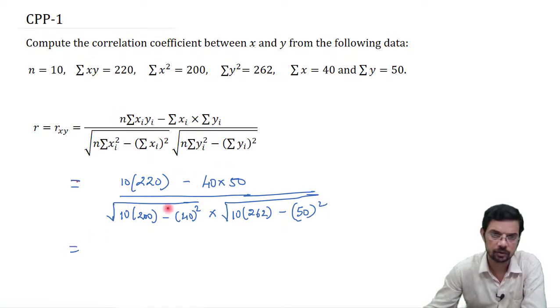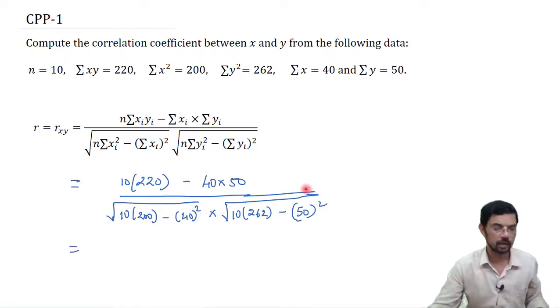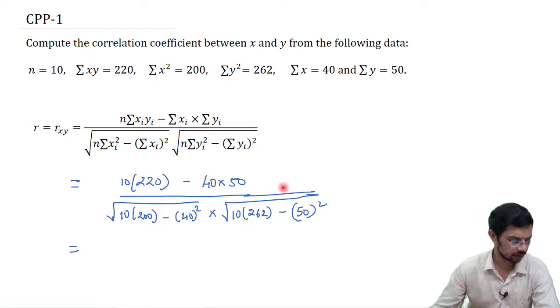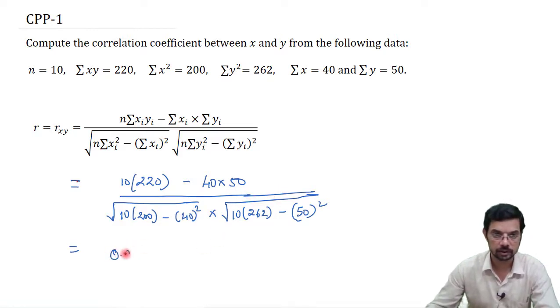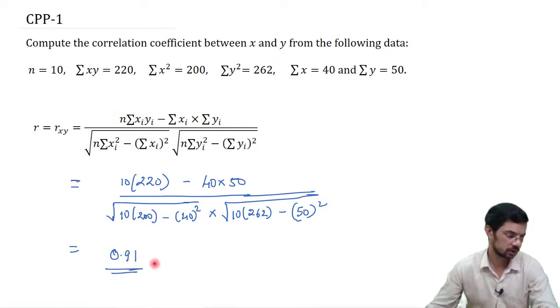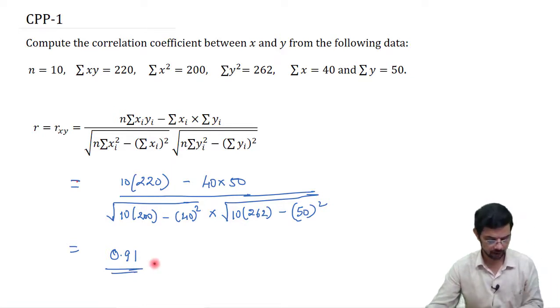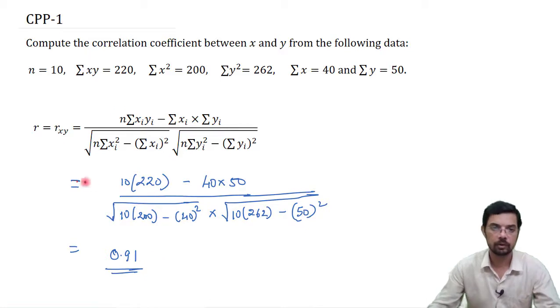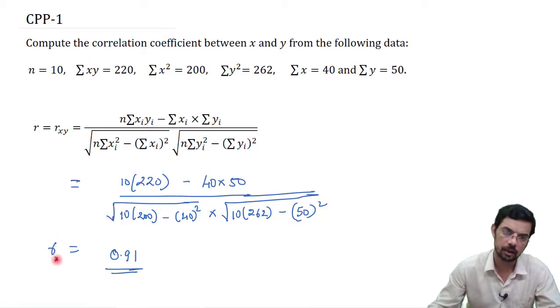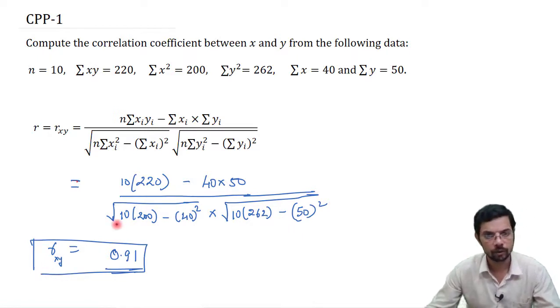When we calculate this, you know how to calculate all these values, right? I shall directly write down the answer so that we can save time. Once we calculate, what we get here is 0.91. So we have found the value of rxy is equal to 0.91, and that is the correlation coefficient.